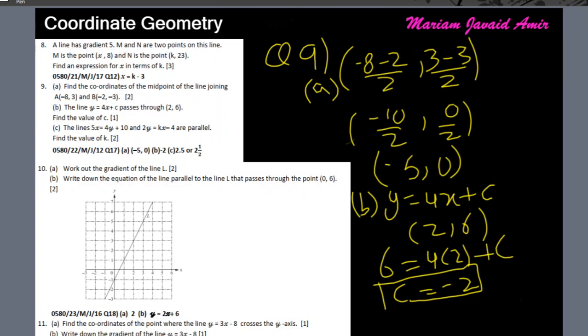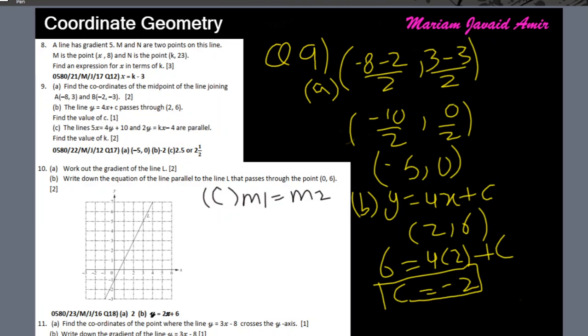Okay. Part C, let me change the marker. Part C is the line 5x, these two lines are parallel, find the value of k. Now remember, if two lines are parallel, then their slopes are equal. So we need to figure out the slope of this and the slope of this and then equate them.